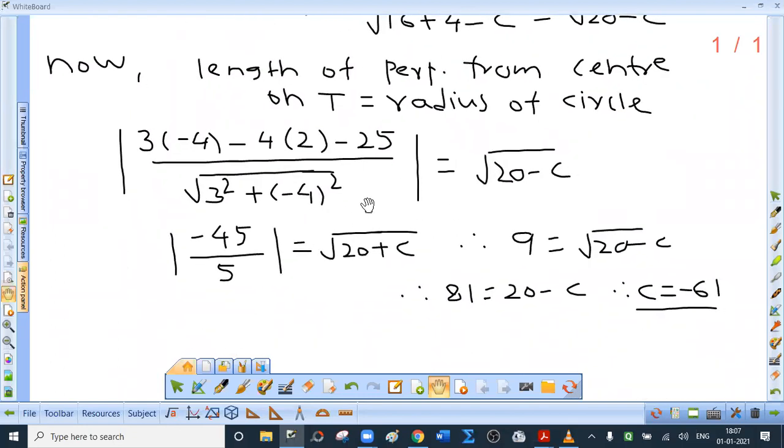So substitute the values. Mod of minus 45 by 5, that is mod of minus 9, that is 9. But it is root of 20 - c. So square to get 81 = 20 - c. So what is c? c is nothing but minus 61. So minus 61 is the final answer.